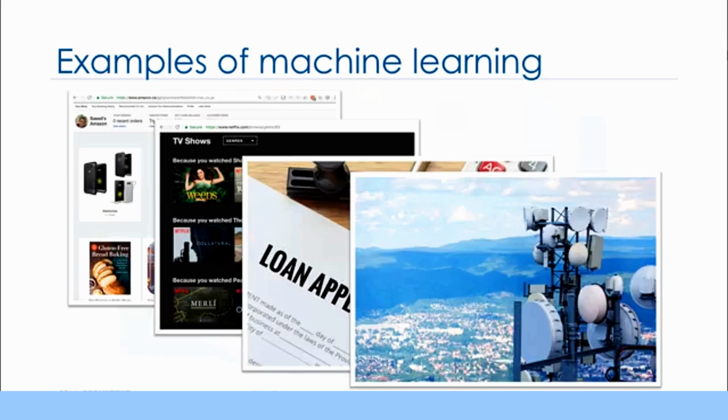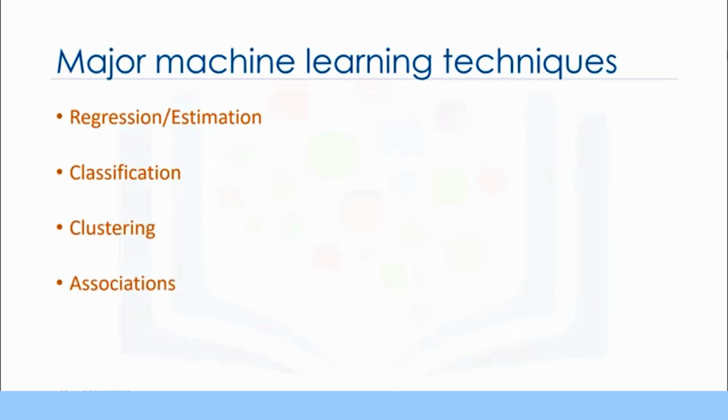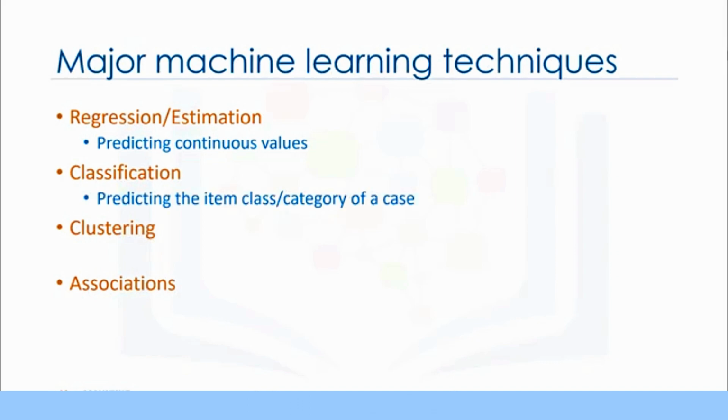Each of these use different machine learning techniques and algorithms, so let's quickly examine a few of the more popular techniques. The regression estimation technique is used for predicting a continuous value, for example, predicting things like the price of a house based on its characteristics, or to estimate the CO2 emission from a car's engine. A classification technique is used for predicting the class or category of a case. For example, if a cell is benign or malignant, or whether or not a customer will churn.